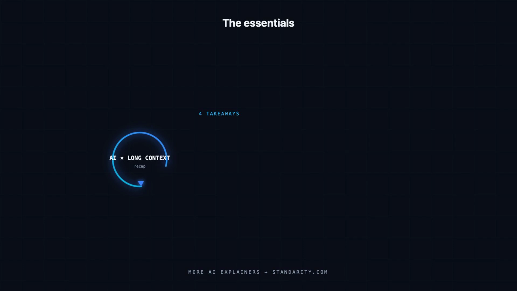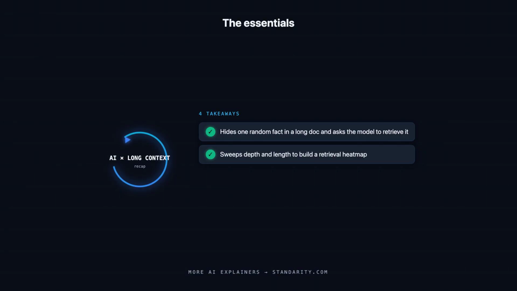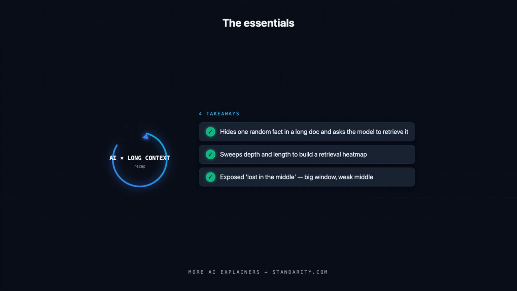Alright, let's pull the essentials together. The needle-in-a-haystack test hides one random fact inside a very long document and checks whether the model can retrieve it. By sweeping the needle across many depths and lengths, you get a heat map showing exactly where long context holds and where it breaks. It exposed that many models degrade in the middle of their window, the lost in the middle problem, no matter how big the advertised size. Just remember, it only measures simple retrieval, not deep reasoning across long context.